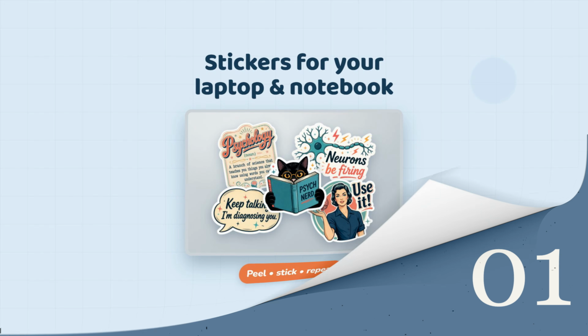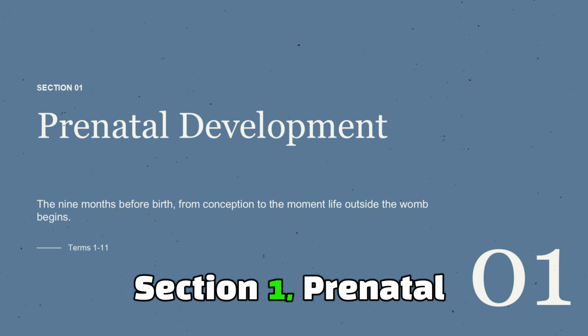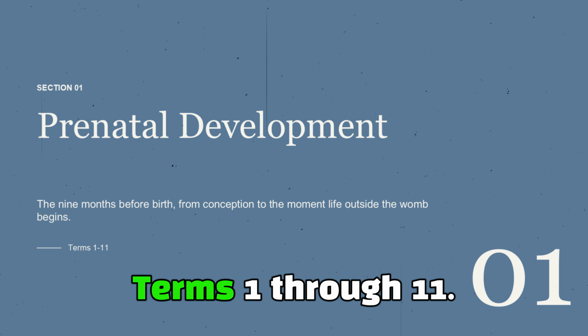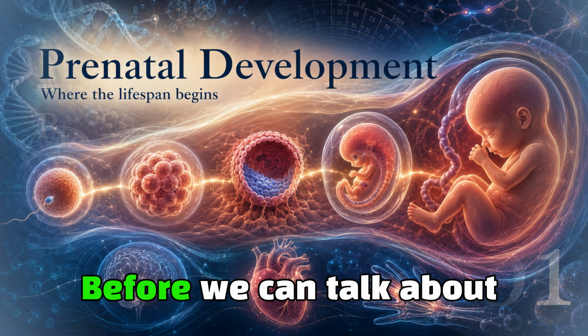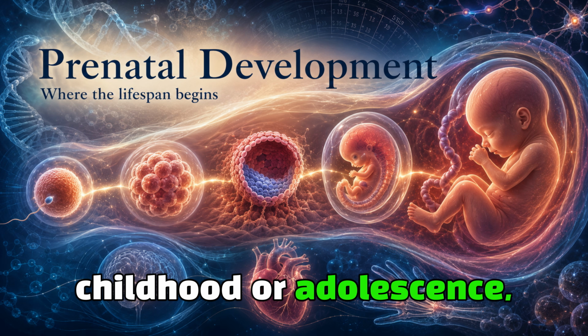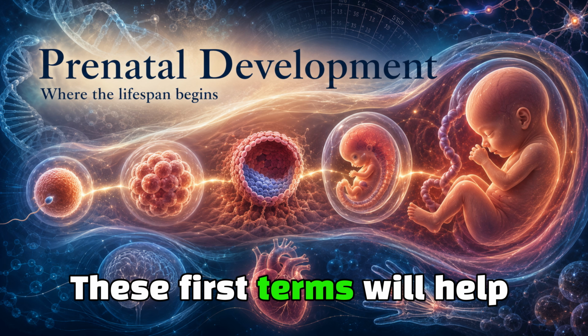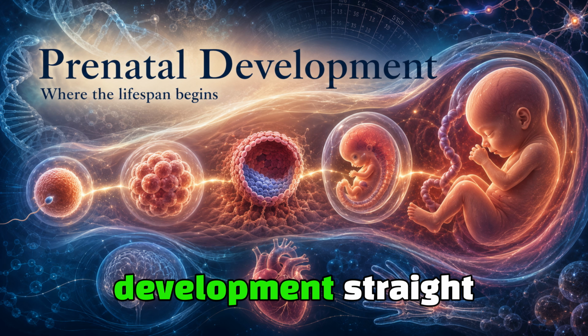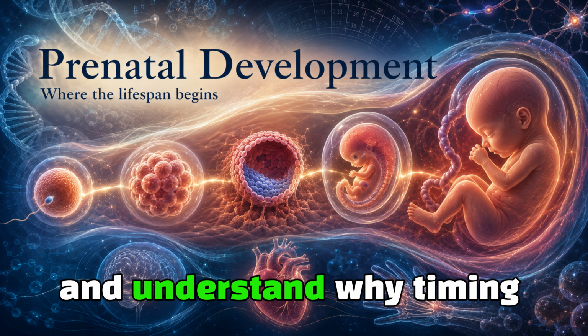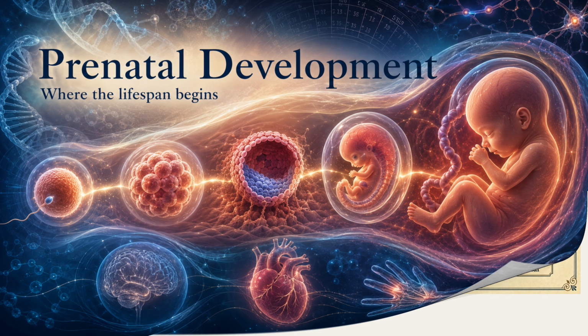All right, let's begin. Section 1, Prenatal Development, terms 1 through 11. Before we can talk about childhood or adolescence, we need to go back to the period before birth. These first terms will help you keep the stages of prenatal development straight and understand why timing matters so much.